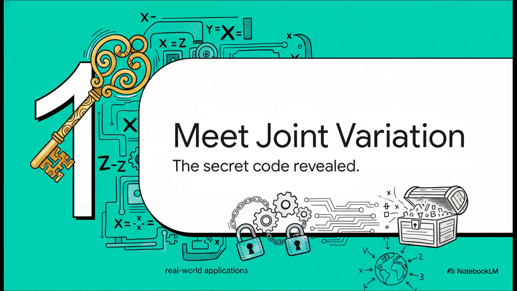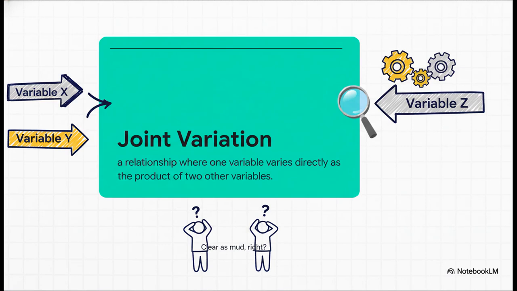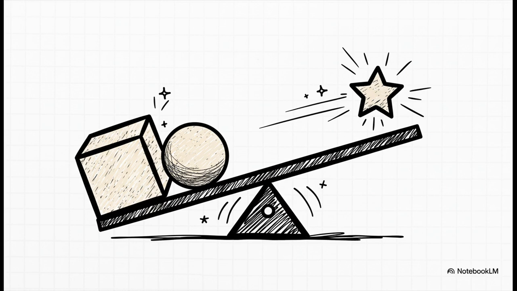Okay, let's get into it. The secret code we've been hyping up, it's called joint variation. And it is the master key that connects all those things we just talked about. Okay, first things first, let's get the official, super boring textbook definition out of the way. Our source material says joint variation is a relationship where one variable varies directly as the product of two other variables. Yeah, I know. Clear as mud, right? But here's what that actually means in plain English. It's just when one thing changes because two other things get multiplied together.